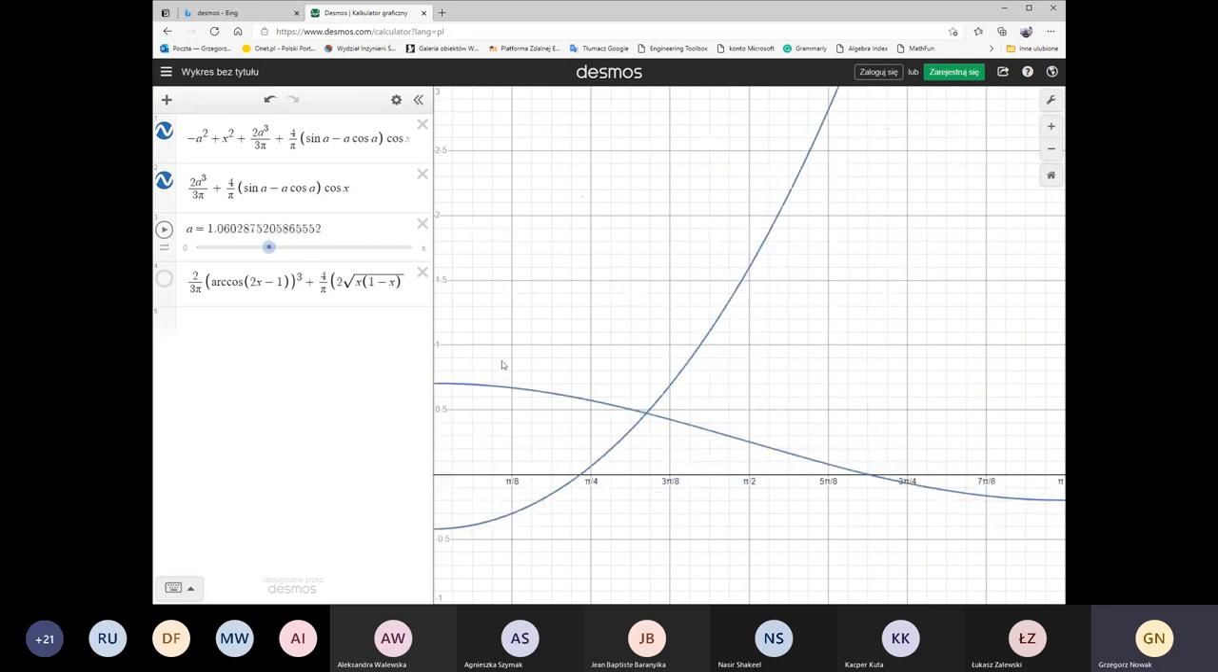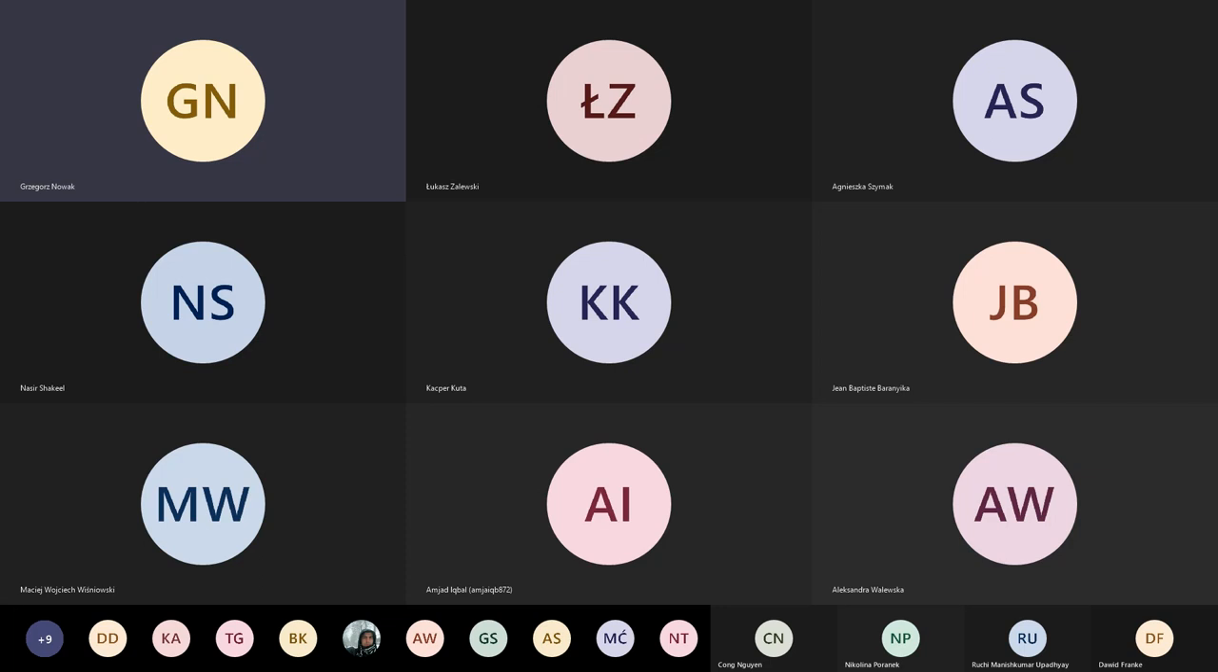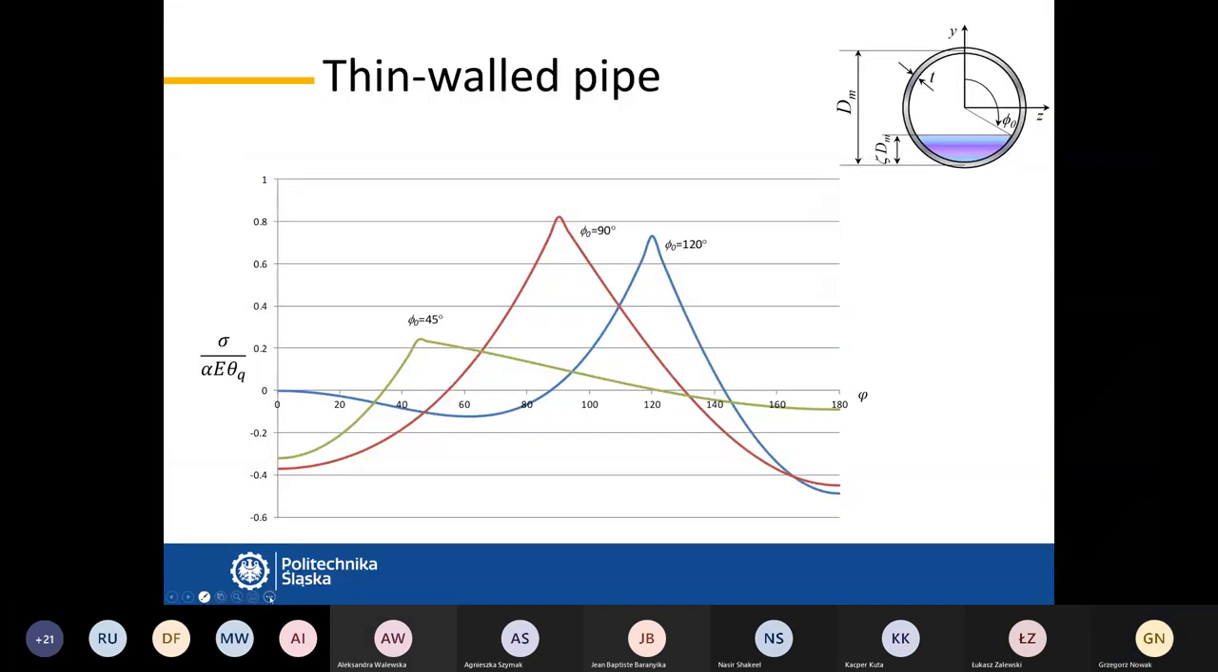If we look now at all the positions of the maximum stress, we can observe this is the story here again. These are the curves. So this is for 45 degrees distribution, this is for 90 degrees distribution, and this is the distribution for 120 degrees. But what I showed you, we could move and get a full distribution for different levels of the water.